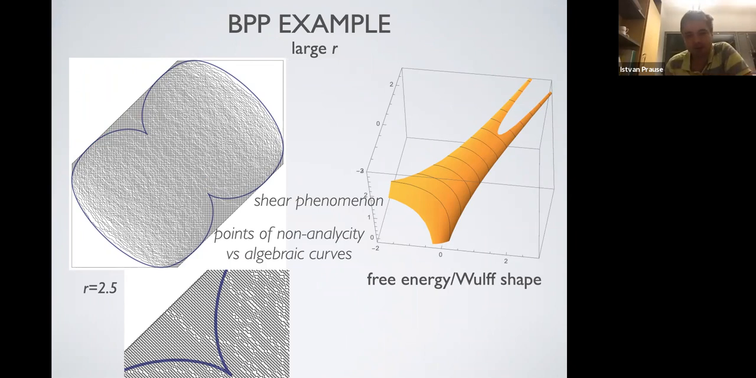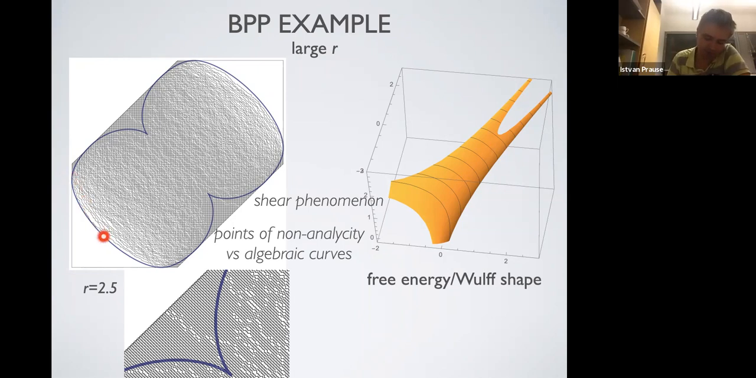Now, I told you that in the Domino model, the frozen boundaries tend to be algebraic for this kind of extremal boundary conditions. In this case, this is certainly not an algebraic curve because it's non-analytic at this tangency point. There's a tangent, but the second derivative has a discontinuity. But in fact, this is the only reason that this is not an algebraic curve.